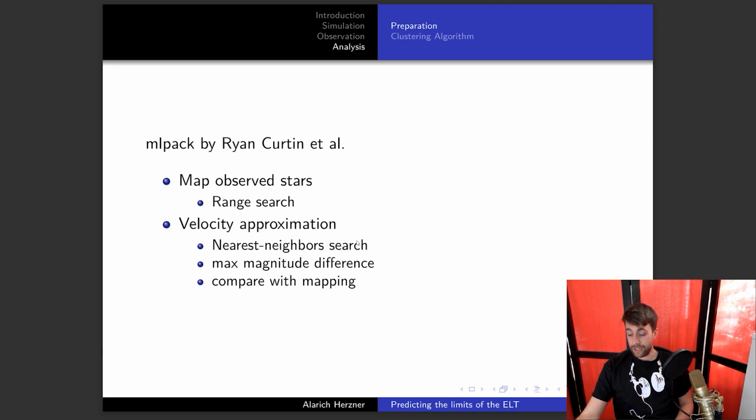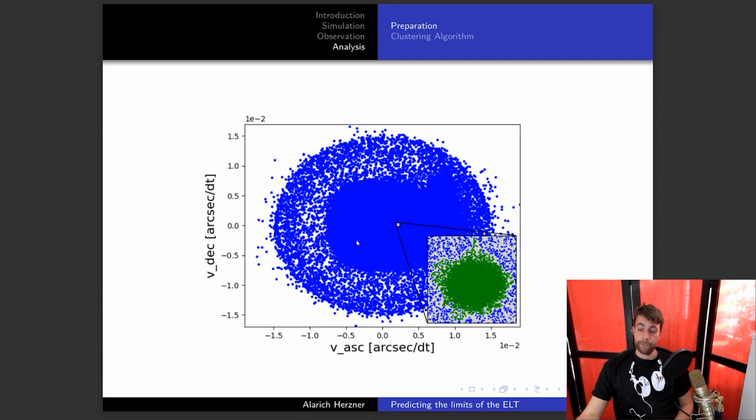And why the hell do I want the velocity? Because remember, we want to figure out which stars are cluster stars and which stars are field stars, and from the positions alone, this is pretty much impossible. But from the velocities, it is very much possible.